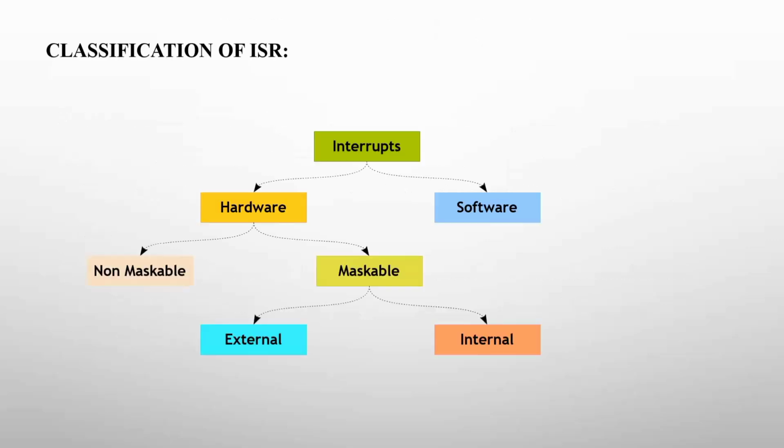And we are having classification of interrupt service routine. Basically it is two types: hardware interrupts and software interrupts. In hardware interrupts we are having two types: non-maskable and maskable. Maskable means it is hiding something to enable or disable. Non-maskable means it is not disabled, it is always enabled. Maskable interrupts are again two types: external interrupts and internal interrupts.